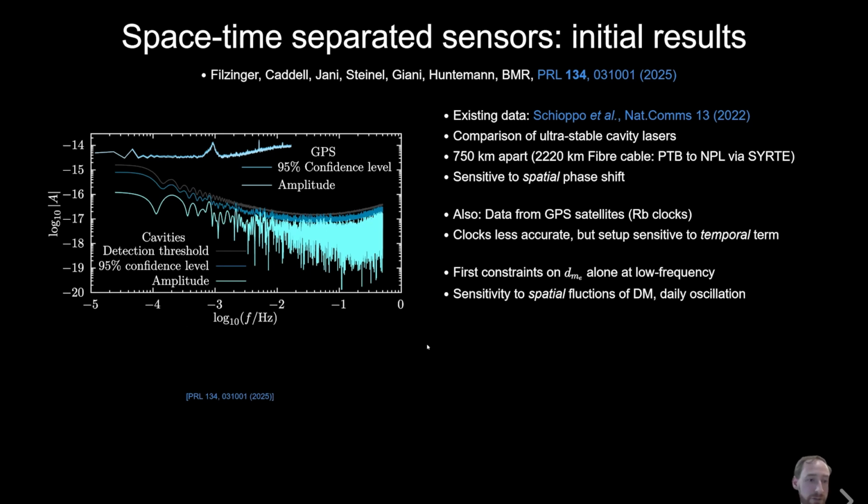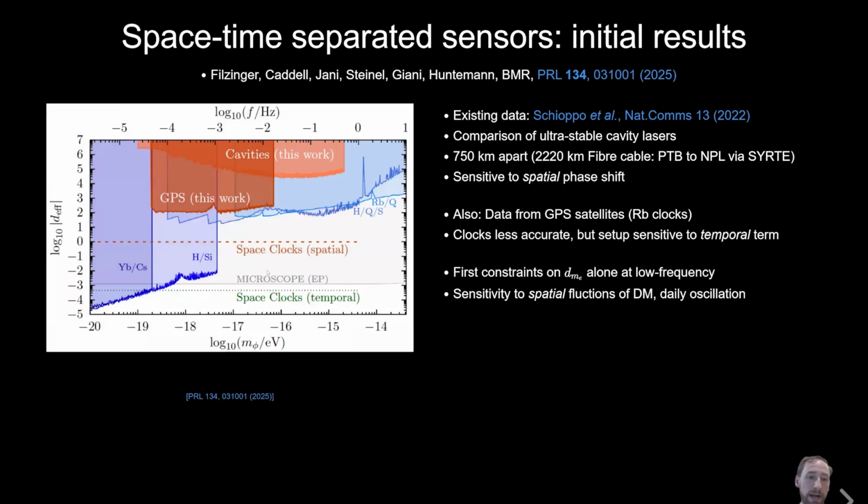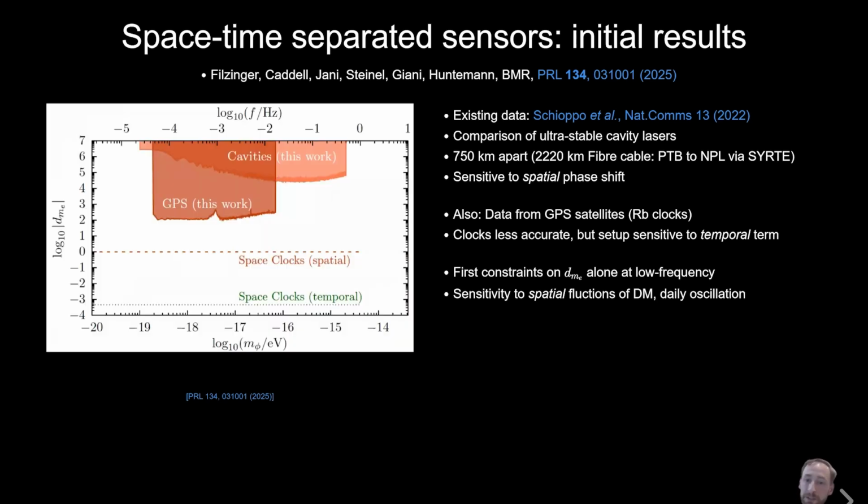So what that means is that we can place constraints on dark matter models. Here are our constraints on the effective couplings to standard model fermions, so electrons and protons. One of the things you can see is that even though we get this very large suppression from the spatially separated devices from this phase shift, the constraints are reasonably competitive. But that's not the main story. The main story is that all of the other constraints on this plot are on the difference between the coupling to the electron and proton mass. Our constraints, on the other hand, are sensitive only to the electron mass. So these are the first constraints on the DME coupling alone in this regime.